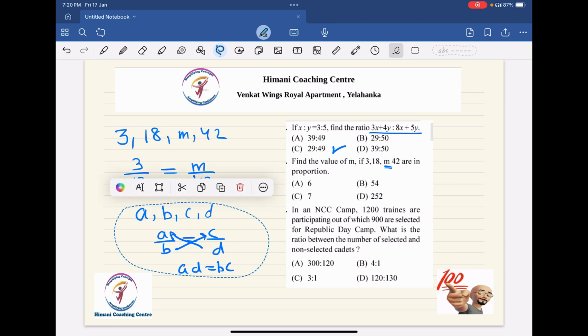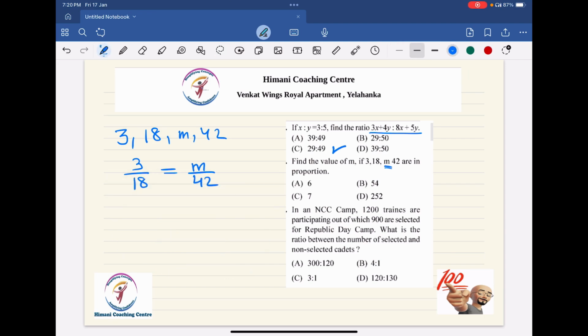Now let us go to solve the question. Since we have to find m, what can we do? We can bring 42 up. So 3 times 42 by 18. Now kids, if you know the table of 6, 6 threes are 18, 6 sevens are 42, and then 7 is the answer. So you can check also.